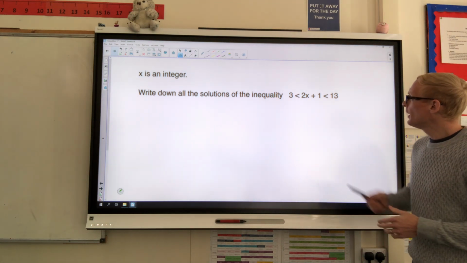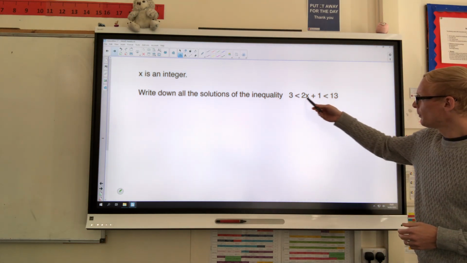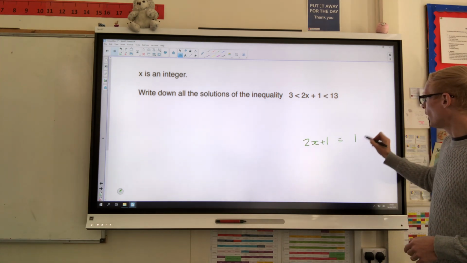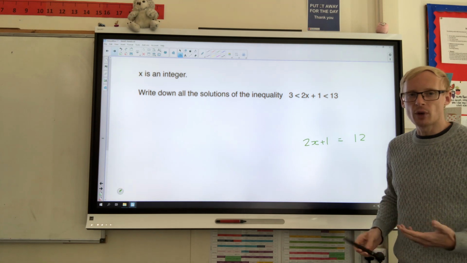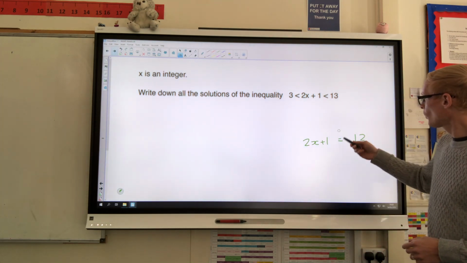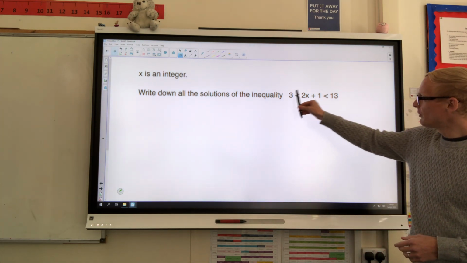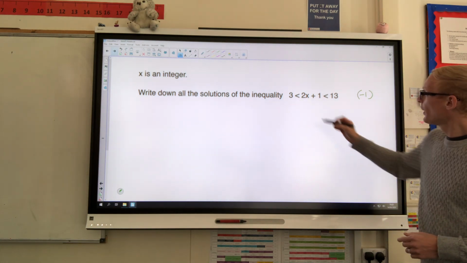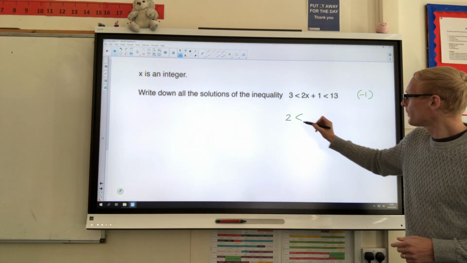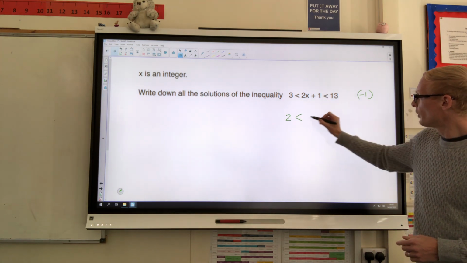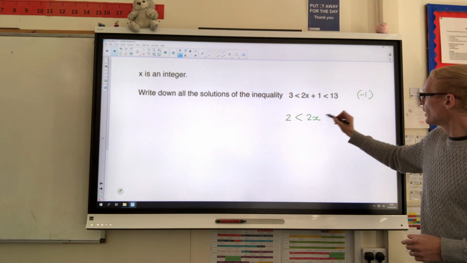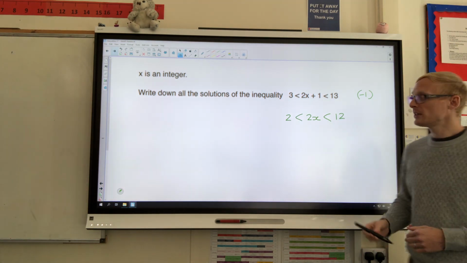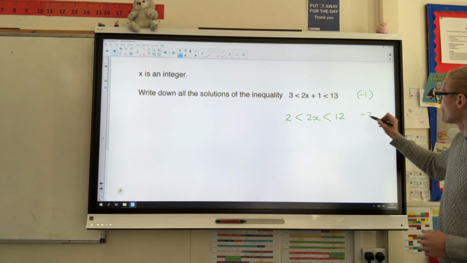So what I mean by that is because I've got 2x plus 1 here, if I had, say, 2x plus 1 equals 12, the first thing you would do is to subtract 1. So I want to do that, but I want to do it to every single part of my inequality. So I'm going to subtract 1 first of all to this. If I take away 1 from here, I just get 2x, and then take away 1 from here as well. So it's important to remember to do it to every part of your inequality, and then divide by 2.